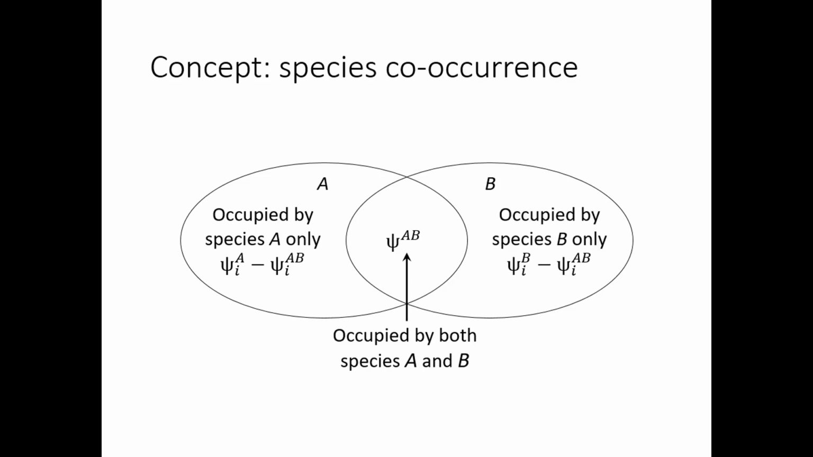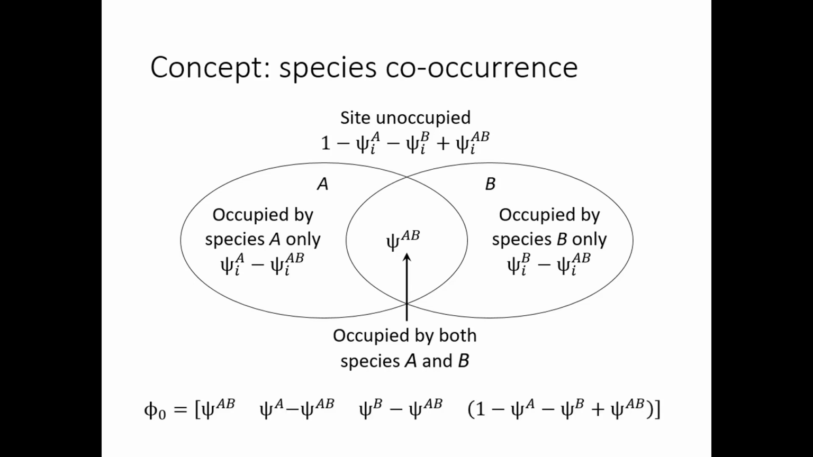This region represents sites occupied by only species B and can be estimated by the occupancy of species B minus the occupancy of both species. The probability a site is unoccupied can be estimated by 1 minus the occupancy rates for species A and B plus the occupancy rate for both species. Here, phi is a vector of possible states for the two-species model where the elements sum to 1.